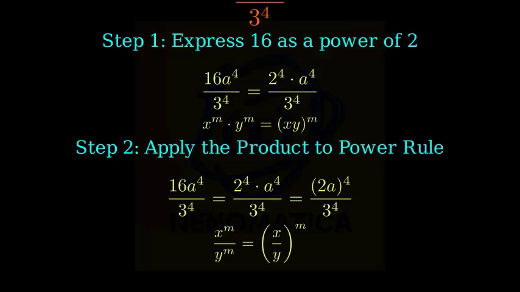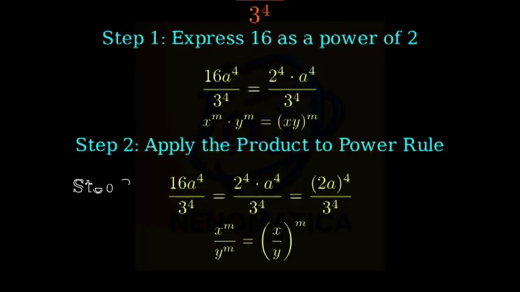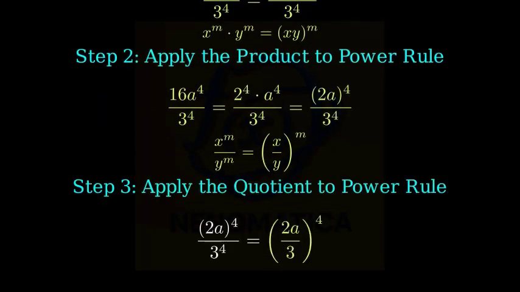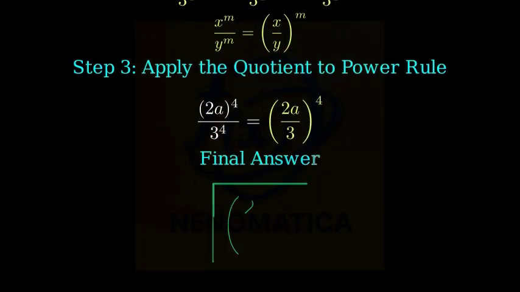This rule states that x to the m divided by y to the m equals the quotient x divided by y, all raised to the power m. Applying this rule, we get 2 divided by 3, all raised to the 4th power, which is our final simplified answer. So our final simplified form of the expression 16a to the 4th power divided by 3 to the 4th power is the quantity 2 divided by 3, all raised to the 4th power.